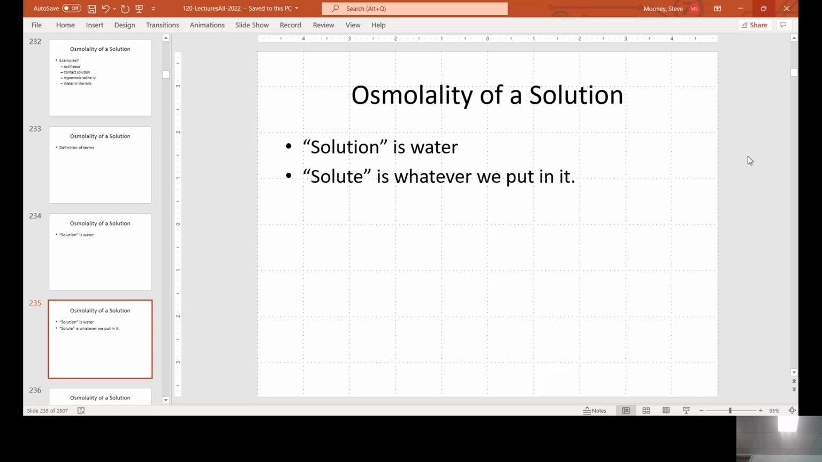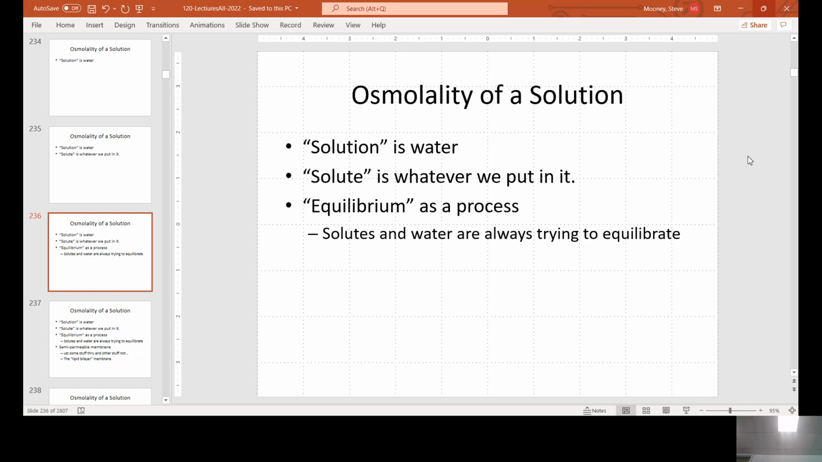You have the solution and you have the solute. The solute is whatever goes into solution. So in the body, that could be the electrolytes: sodium, potassium, chloride. That makes up a lot of it. You have proteins, which will have osmotic activity. You have bicarb that will have osmotic activity. And we manage those elements to keep our blood at a constant osmolality.